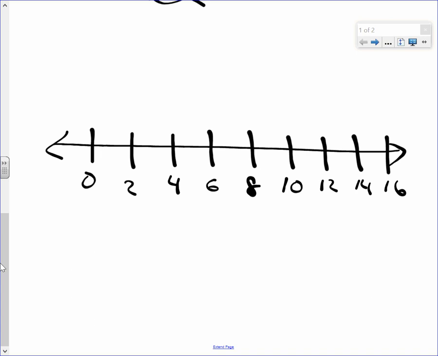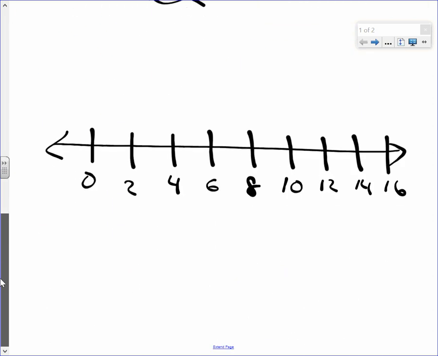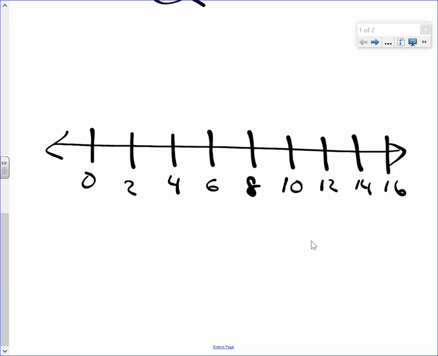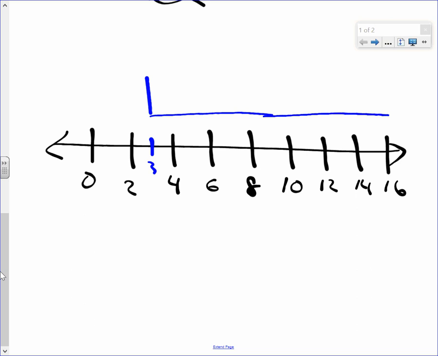Draw the box. The box is going to go from quartile 1 to quartile 3. So I'm going to draw a box beginning at 3 and ending at 17. Let me do it in blue. Here's the number 3. This is quartile 1. I'm going to draw a box from here all the way to quartile 3, which was 17. A little bit past. So far, so good.